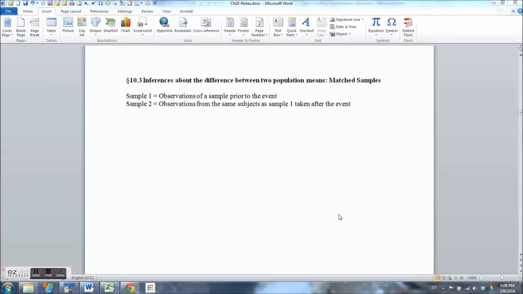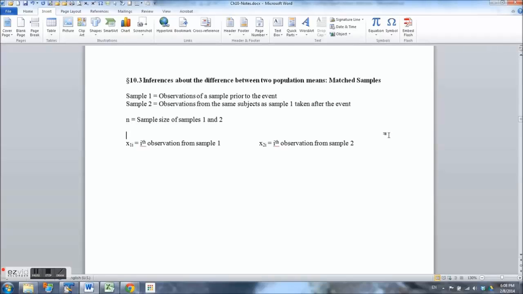So this is the reason why this is called matched sample, because each observation is matched to another observation from the other sample. So an observation in one sample is matched to a corresponding observation in a second sample. For this reason, the two samples will have to be of the same size, because for each observation in one sample, you must have a corresponding observation in the other sample. And that's why it is called matched sample. So when you have a matched sample, the sample sizes are equal, n for sample 1, n for sample 2.